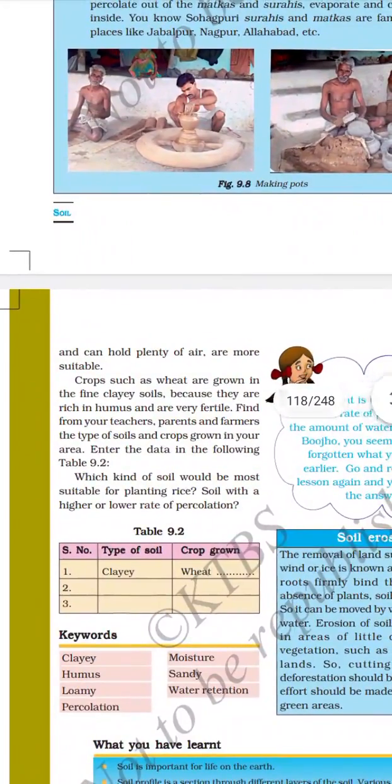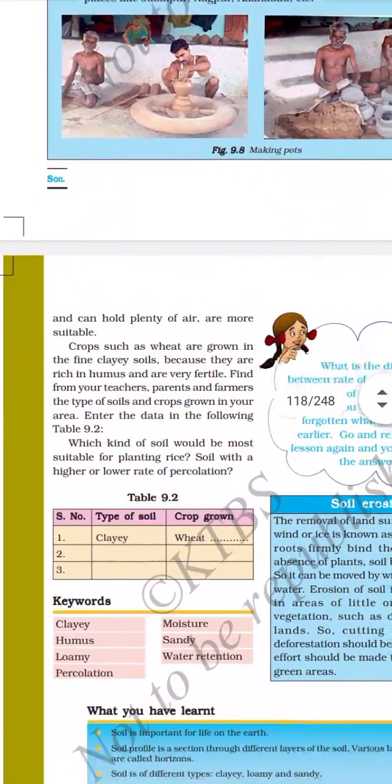Find out from your teachers what different types of soil are found in your area and what is grown there.